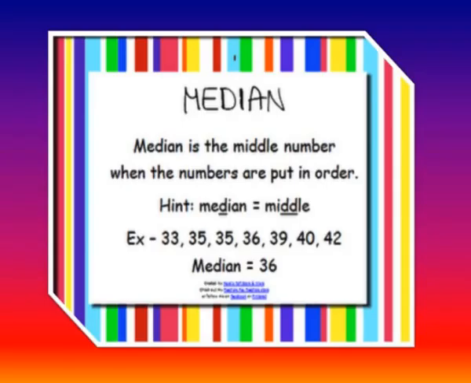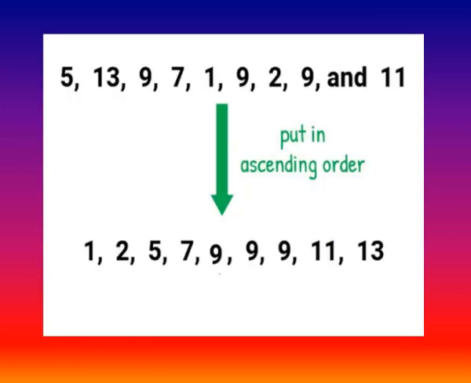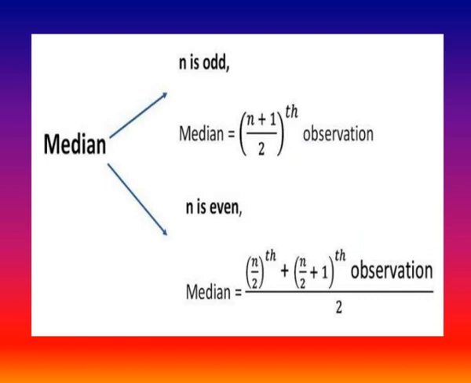In exercise 3.2, we are going to use two new concepts. The first concept is median. Median is the middle number when the numbers are put in order. Suppose we are given a set of numbers, the median is the middle of the observations. For finding a median, firstly the data should be arranged in ascending order.